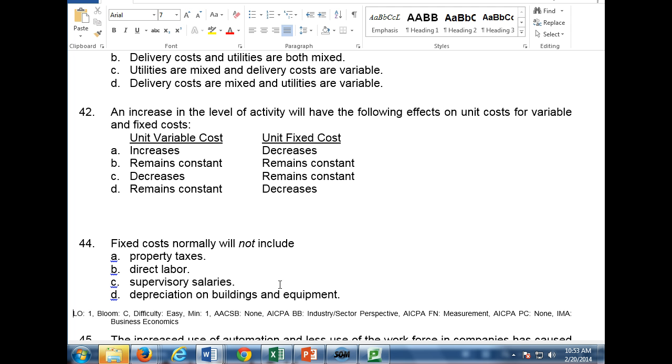Can I ask you a question about the other one? If you had said effects on total cost, then it would be A? Yes. And it would be A, but then the fixed costs would remain constant. Oh, okay. Do you know what I mean? But the variable cost would have increased. But the fixed cost would have remained constant in total.